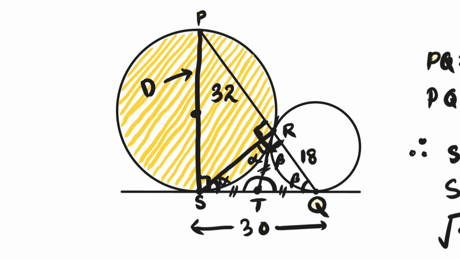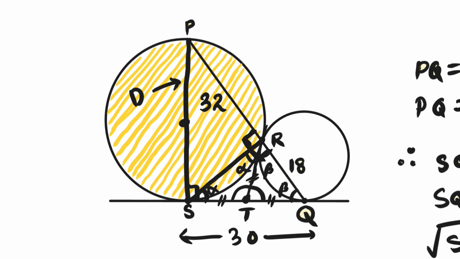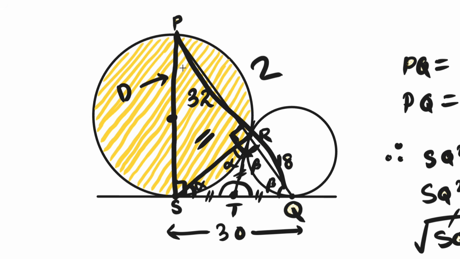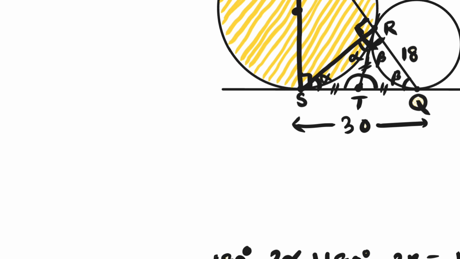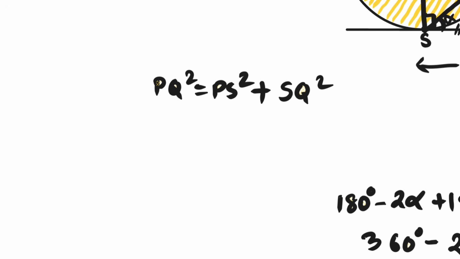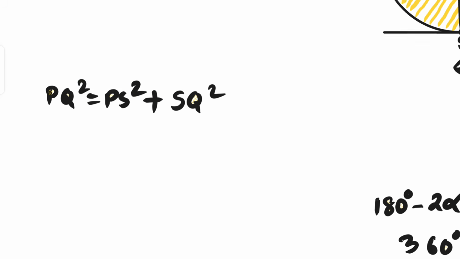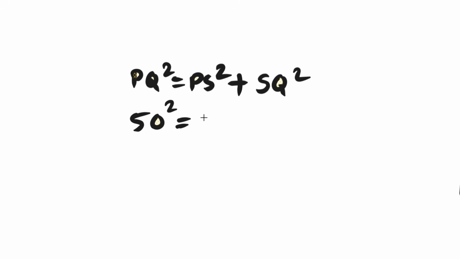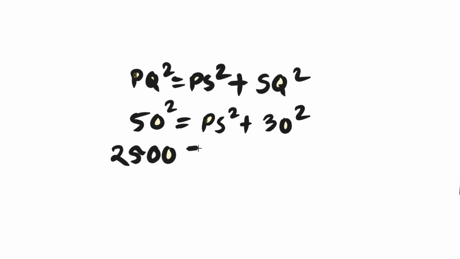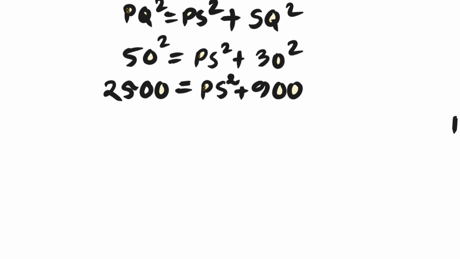Now we can apply the Pythagorean theorem. The theorem tells us that the hypotenuse squared equals the sum of the squares of the other two sides. Therefore, PQ squared equals PS squared plus SQ squared. Substitute the values we know. PQ is 50, so 50 squared equals PS squared plus 30 squared. 50 squared is 2,500, and 30 squared is 900. Therefore, 2,500 equals PS squared plus 900.